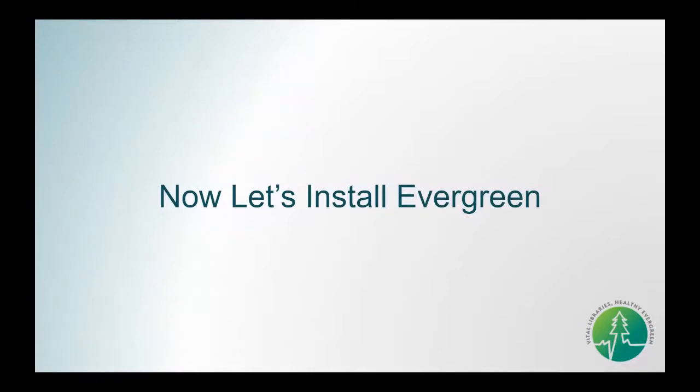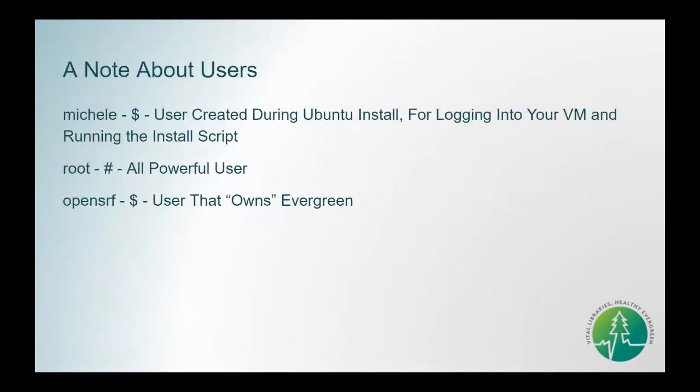Okay, so let's move on to installing Evergreen. Just a note about users on your system. We already talked about this user. It's the one you created when you built your VM. The root user is the all-powerful user. You'll need to execute some commands as that user. And the opensrf user, we don't have that yet. That will be created as part of the Evergreen installation process. But once we've run that, that's the user that owns Evergreen. So many commands you have to run need to be run by that user.